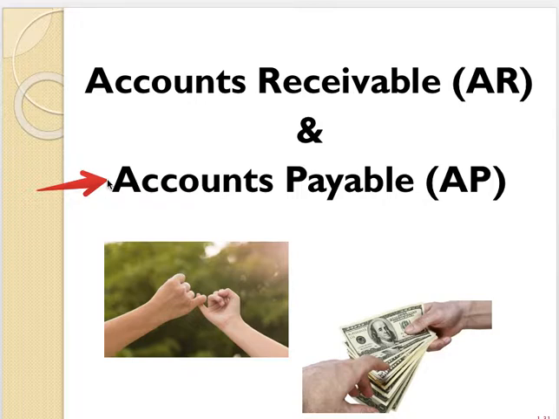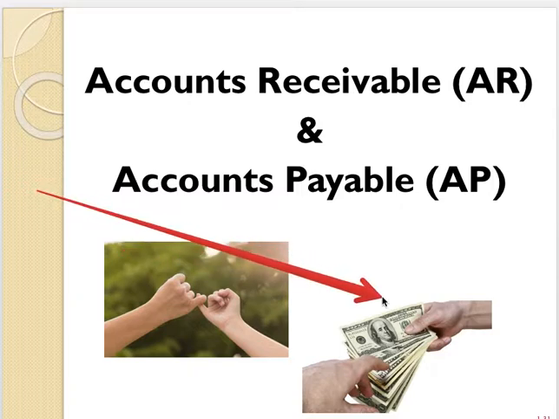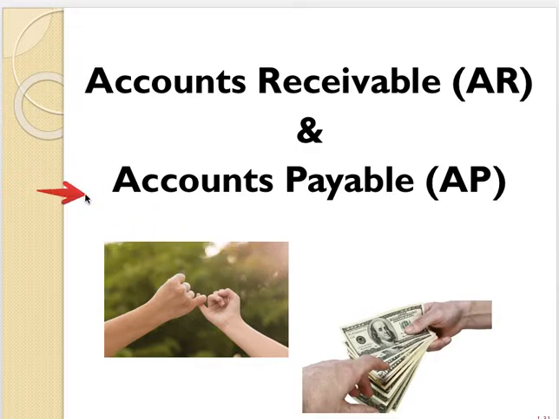Now they sound similar, right? Because they both start with the word accounts. And they are related in that they are both involving a promise to pay cash in the future. But these accounts, even though they're related, they're different because it all depends on which side of the promise you're on. If you're the one receiving somebody else's promise that they're going to pay you, it's a receivable, meaning you're going to be receiving the money in the future.